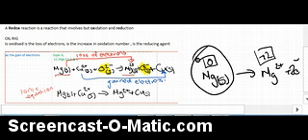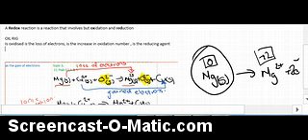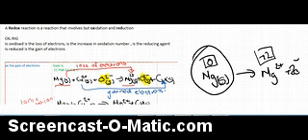Now, when we look at reduction, we just do the exact opposite. So, is oxidized is a loss of electrons. That means is reduced is the gain of electrons. And then, therefore, if is oxidized is an increase in oxidation number, then is reduced is a decrease in oxidation number. And therefore, if the thing that is oxidized is the reducing agent, the thing that is reduced is the oxidizing agent.